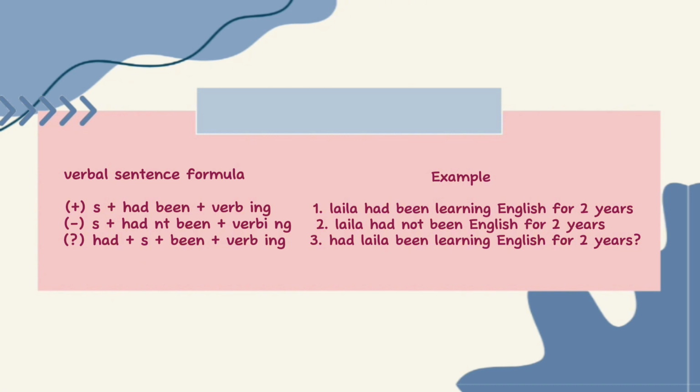If you want to make an interrogative sentence, you can use had plus subject plus been plus verb ing. For example, had Laila been learning English for 2 years?